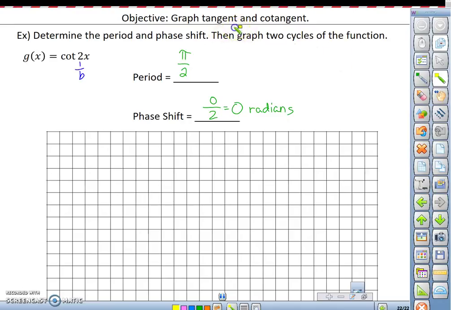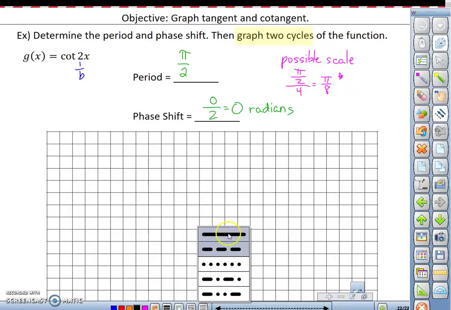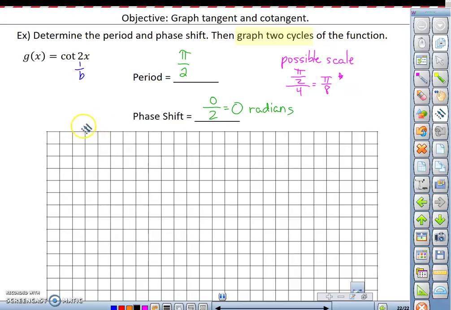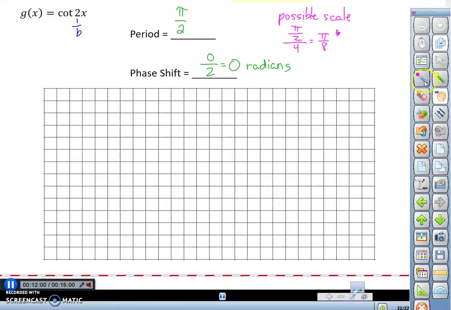All right, and again, we need to graph 2 cycles. So to figure out a possible scale, I would take that period and divide by 4. So my pi halves divided by 4 would be pi halves times 1/4, which would be pi eighths. So I'm going to use a scale of pi eighths. So now cotangent, which is what I'm graphing, the first asymptote for cotangent is the y-axis, x equals 0 radians. And so it's not going to move from there unless we have a phase shift. That's the nice thing about graphing cotangent. So if you want to graph all positives, then you can push your y-axis over here. You don't have to worry this time about any negative values for your angles.